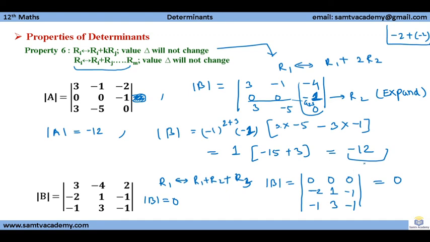So I have explained both these properties, hope you have understood, and by applying all these properties, solving the determinant way is very easy.